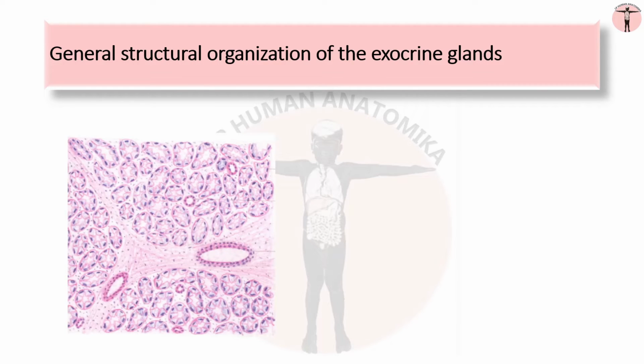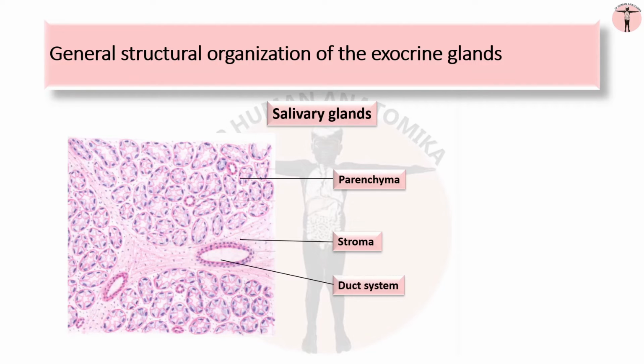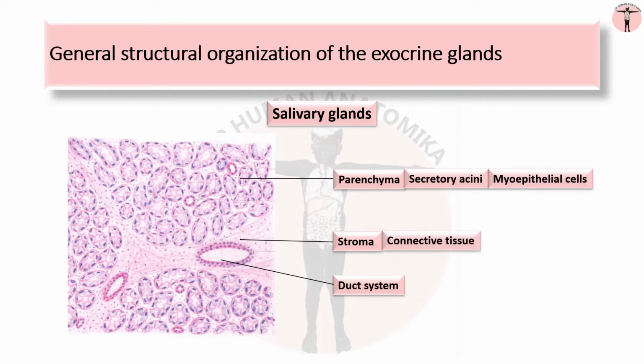All salivary glands basically have the same structural organization consisting of three components: parenchyma, stroma, and duct system. Parenchyma is formed by the secretory acini and the myoepithelial cells of the gland. Stroma is the connective tissue in which the parenchyma lies. Stroma provides structural framework to the organ.